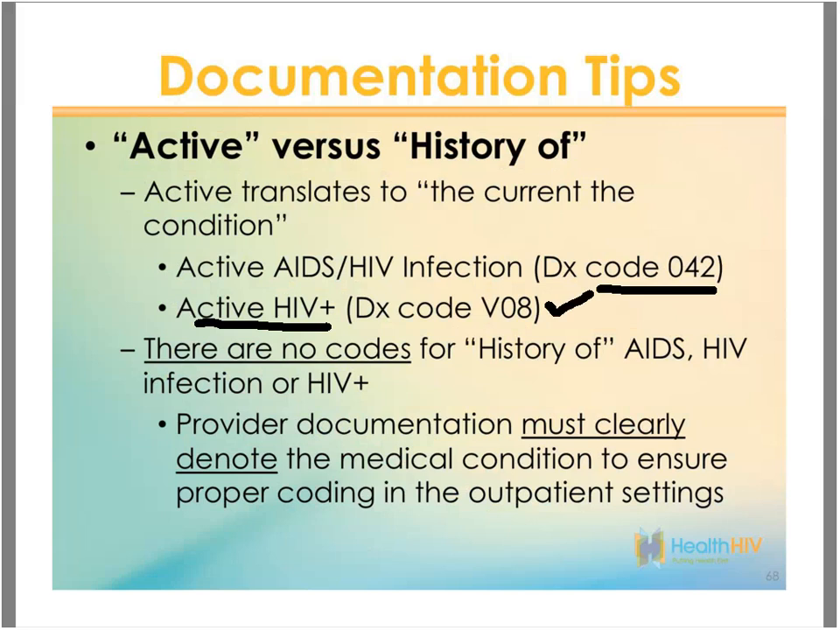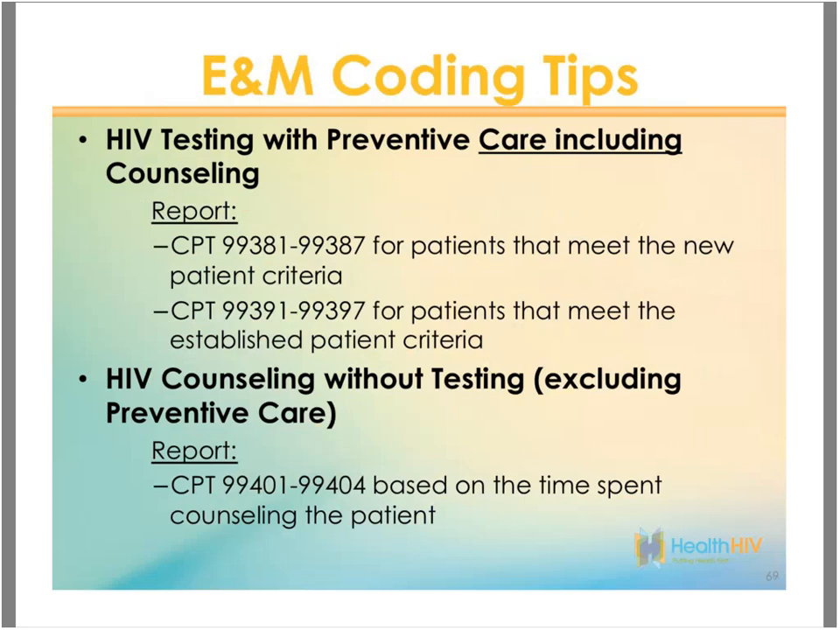So it's very, very important that the documentation is very clear, because as a coder, we only go by what's documented in the record as our foundation for assigning codes to a record. As we saw in the diagnosis portion, there are no codes for "history of." It's either HIV or AIDS infection or HIV positive. So it's clear that if the doctor documents appropriately, we will be able to assign the most appropriate codes for those services.